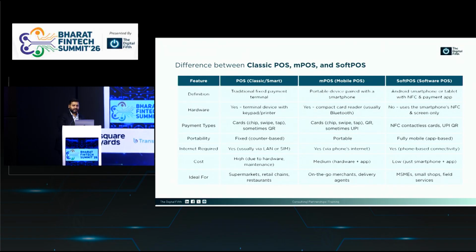So if you see smart POS devices or classic POS devices, you must have seen them in DMart or supermarkets, retail chains, restaurants as well. If you see MPOS, typically you would have seen it with merchants and delivery agents, where cash on delivery is enabled. There they will use these devices.